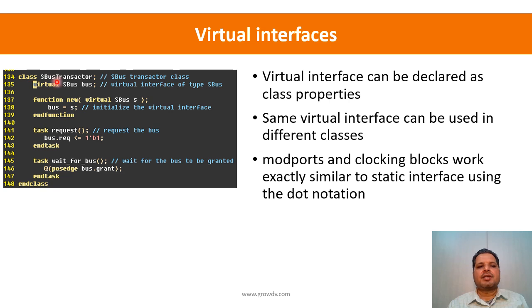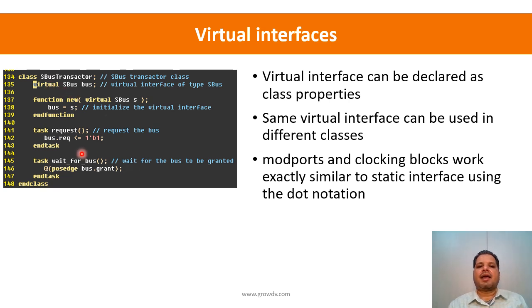So virtual interfaces can also be declared as class properties. So here you have declared a class, and I am declaring a virtual interface: virtual prefix, the name of the interface and the name of the instance, right? So I am able to do that, and then I can get the virtual interface as a part of the argument for the class constructor. Let's say now we instance this one in the environment. The environment can pass the handle to the interface to this particular class, and then it can be initialized inside the virtual handle that's present within the class.